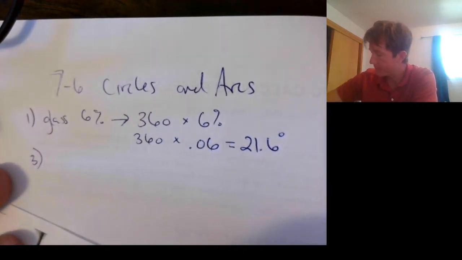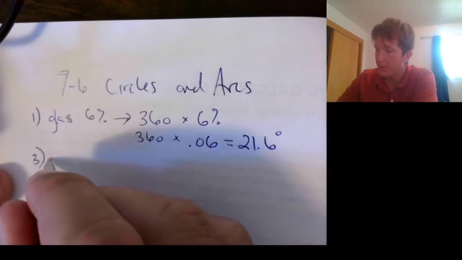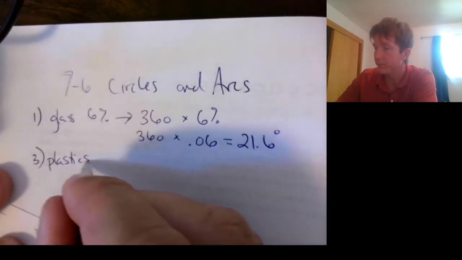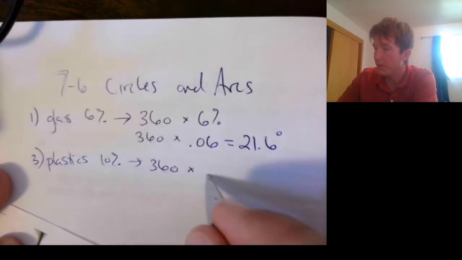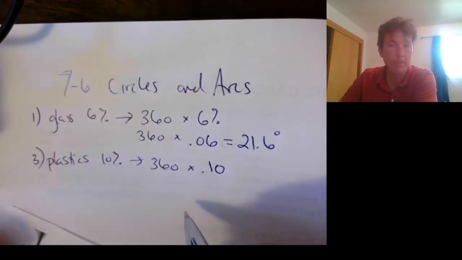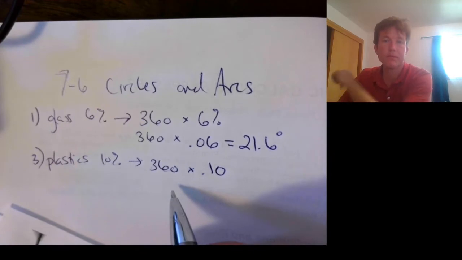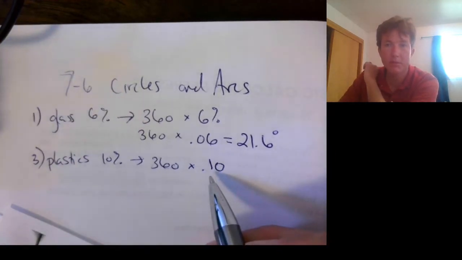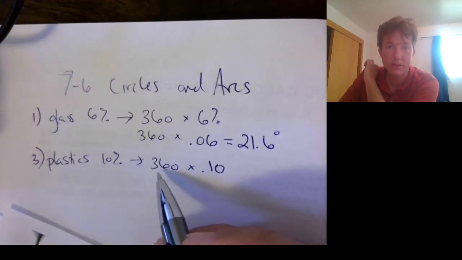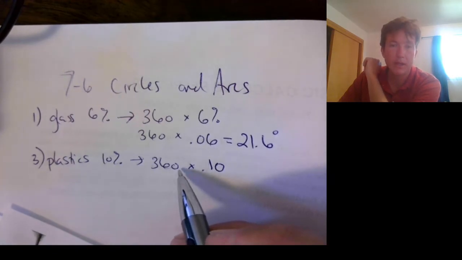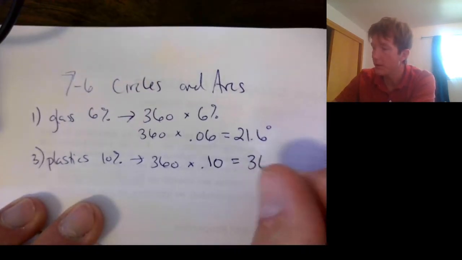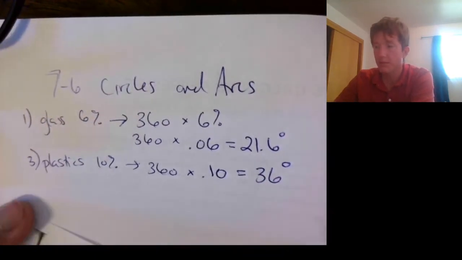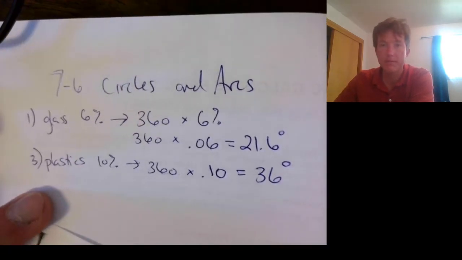I'll do plastics. Plastics was 10%. So we want to do 360 times 0.10. So multiplying something by 0.1 is the same as taking that number that you started with and dividing it by 10. So I'm going to take that decimal here and move it to the left one place. That'll be 36 degrees. So plastics take up 36 degrees.